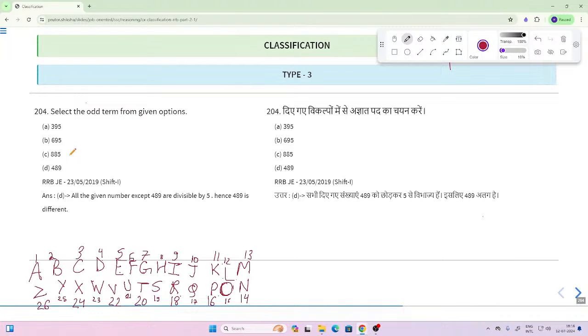204. Select the odd term out of 395, 695, 885, 489. Except for 489, all of the others are divisible by 5. 5 is the last digit. Hence, 489 is different.